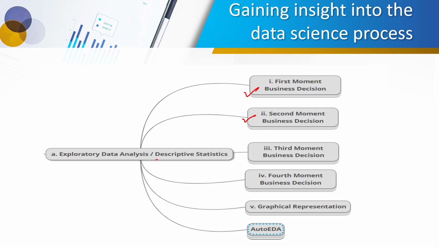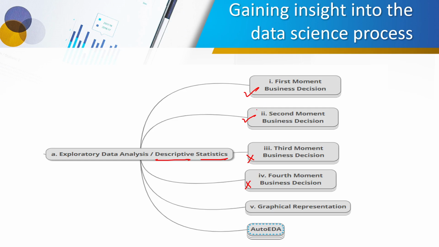This part we are calling what? Descriptive statistics, or EDA, exploratory data analysis. The remaining parts are also there, but in your syllabus they are not there in unit number 2. So we will not go for the third moment business decision and fourth moment business decision, but we will deal with these first two parts, the first moment business decision and the second moment business decision.